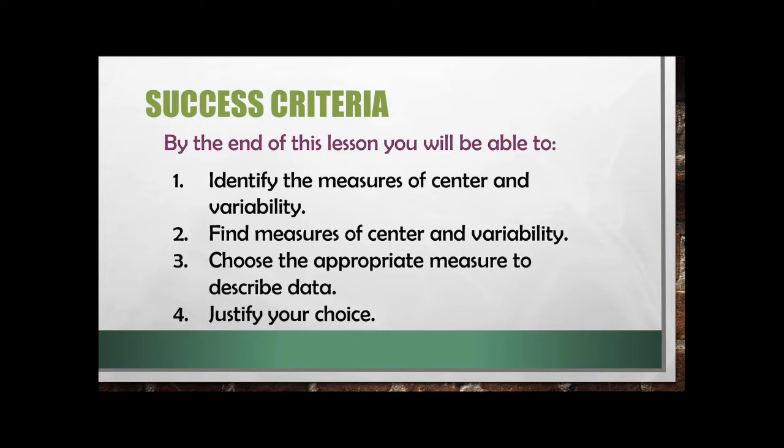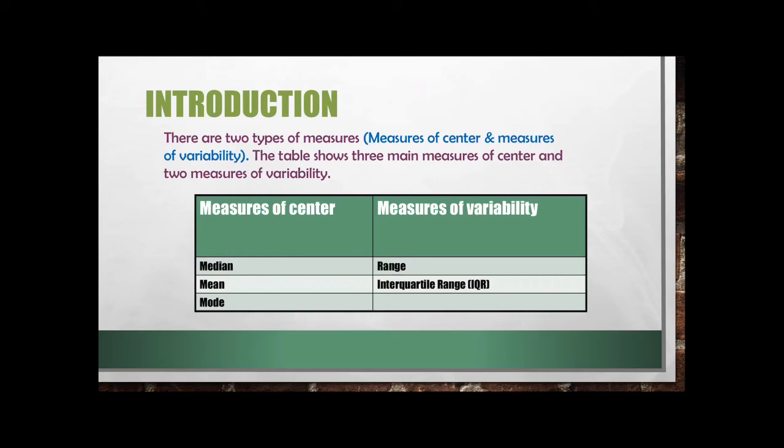Our success criteria are: identify the measures of center and variability, find measures of center and variability, choose appropriate measure to describe data, justify your choice.